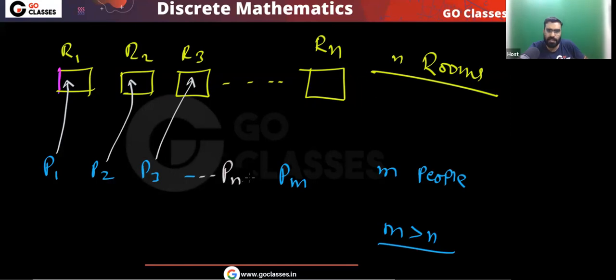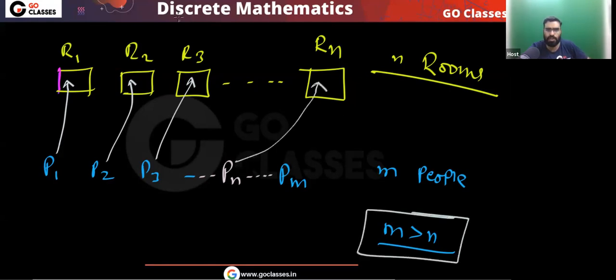Ultimately, this Pn will come here because m is greater than n. So ultimately, this Pn will go here. Now all the rooms are complete. Can I say all the rooms are filled? At this point of time, these people have occupied all the rooms. There is no room empty. Now tell me where these people will go.